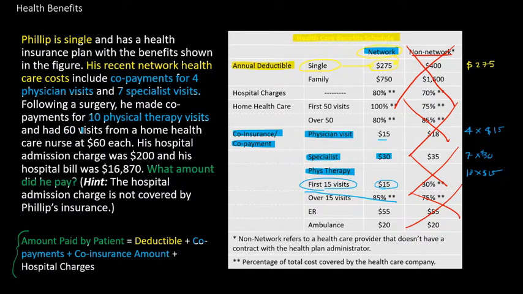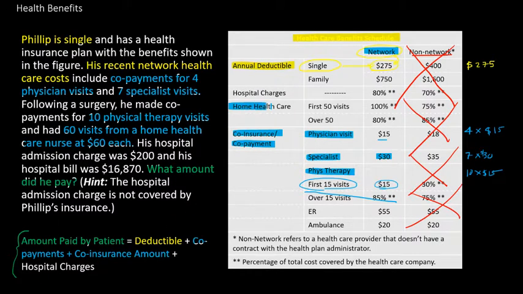He had 60 visits from a home healthcare nurse at $60 each. Now this is probably the second most missed thing when students do this problem. The way this says it, it sounds like you should just immediately say, okay, each one costs $60, I'll do 60 times 60 for 60 visits. So right away they'll punch in 60 times 60. But we still need to read the table.